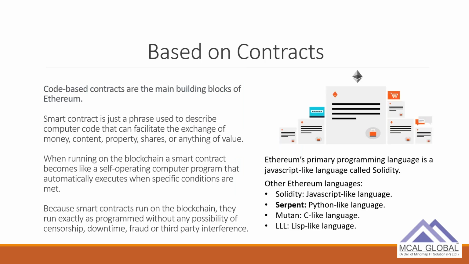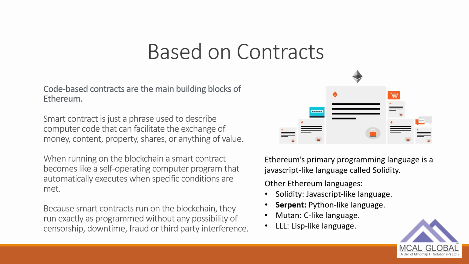The basic is Ethereum is based on contracts. Now, a contract is an agreement between two parties, right? So code-based contracts are the main building blocks of Ethereum. They are also popularly referred to as smart contracts. Smart in the sense no one needs to execute the contract. They are smart themselves, that based on the predefined condition, when the smart contract was deployed, it will automatically execute.